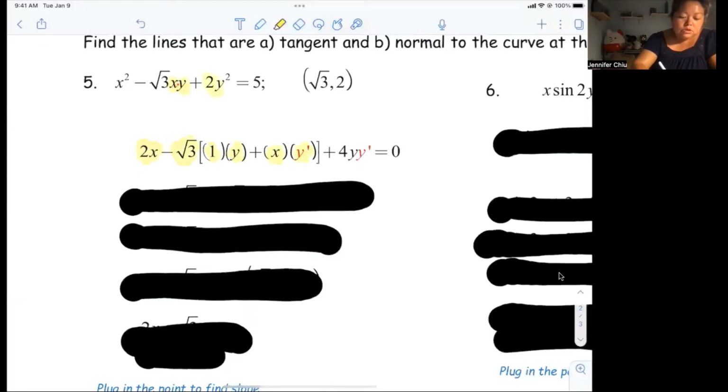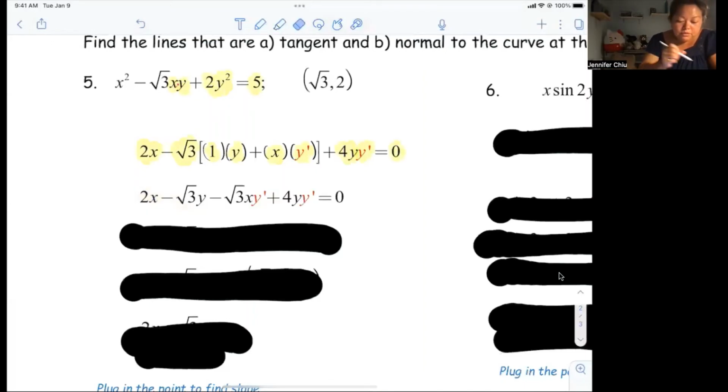Then I address this 2y squared, that becomes 4y, and because there's a y there, there's a y prime that shows up. And then the 5 gives me 0 because 5 is a constant. Okay, great. Now in the next step, I'm going to distribute a negative root 3 so that I can have each term on its own.